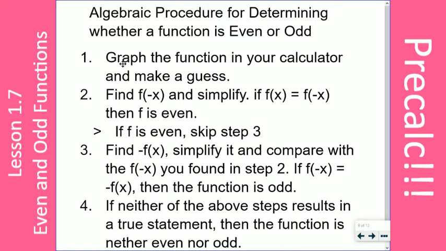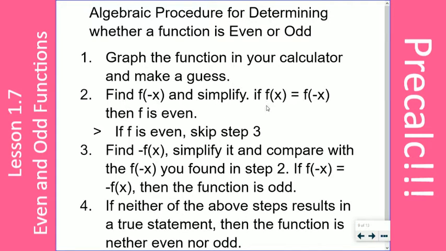The first thing we want to do is graph the function in our calculator and take a guess. We had a good feeling as far as what those pictures looked like, whether it was going to be an even or odd function. Once we have that guess, we want to find f of negative x. We take all of the x's in our function and replace them with negative x's. Then we simplify that function.